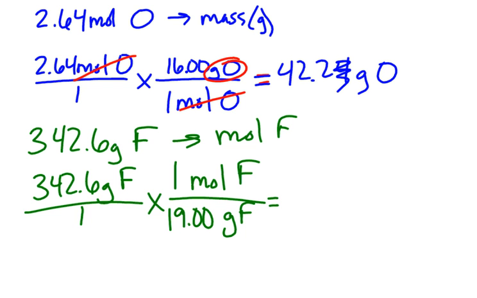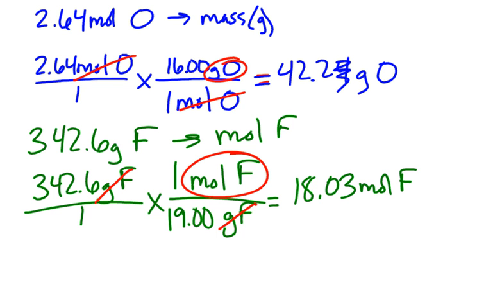So, doing my math, 342.6 divided by 19.00 is going to be 18.03 moles of fluorine. Of course, the reason why I go that way is I cancel out my grams and get moles of fluorine there. I have 4 sig figs because I have 4 sig figs to start with, and no other number was lower than 4 sig figs.